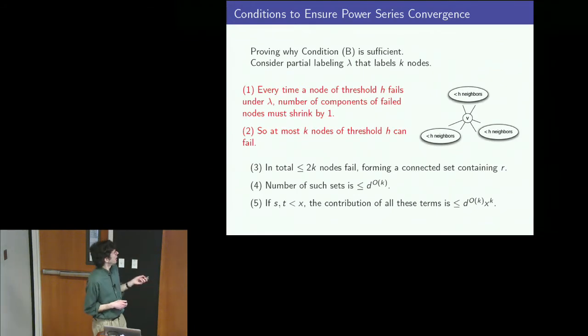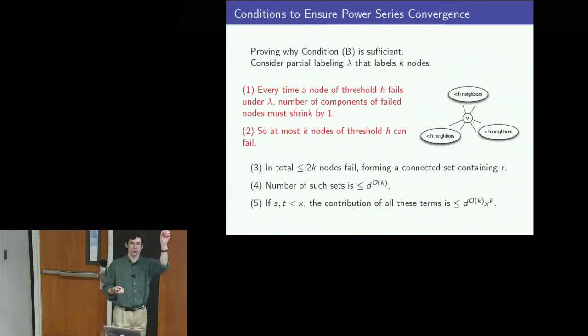So at most 2k nodes fail, and they form a connected set walking all the way back to the root, because they're an explanation for the root failure. So how many connected sets of 2k nodes can contain a given node in a d-regular graph? Well, I can count that actually by basically depth first search.